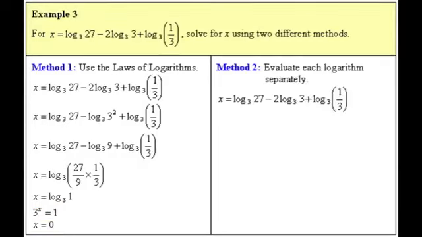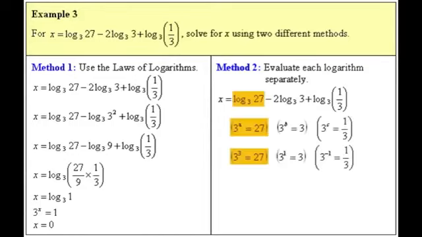Now the second method we're going to use involves evaluating each logarithm separately and worrying about the subtraction or addition afterwards. So I'm going to start by evaluating log base 3 of 27. If I let a equal log base 3 of 27, then the question can be changed to its exponential form of 3 to the a is equal to 27. In that case, a would have to be equal to 3 because 3 to the 3 is equal to 27. Therefore, log base 3 of 27 is equal to 3.